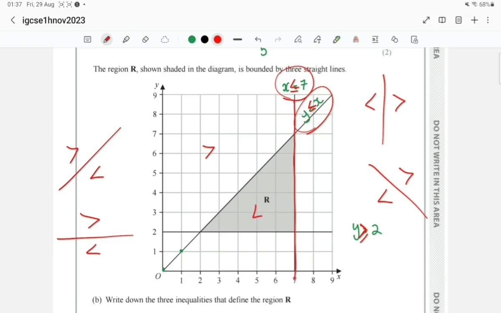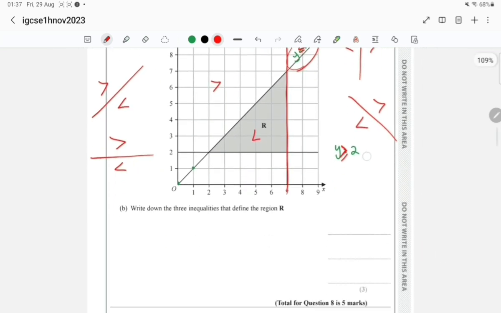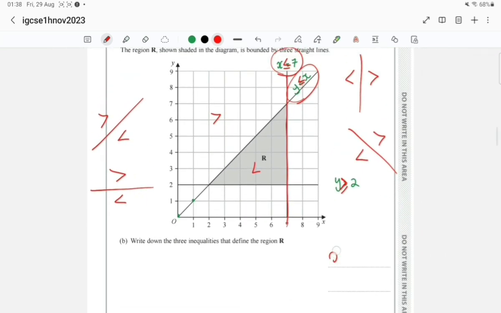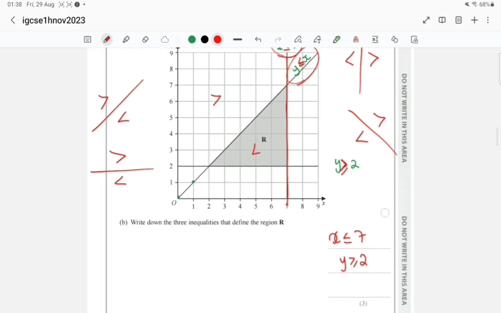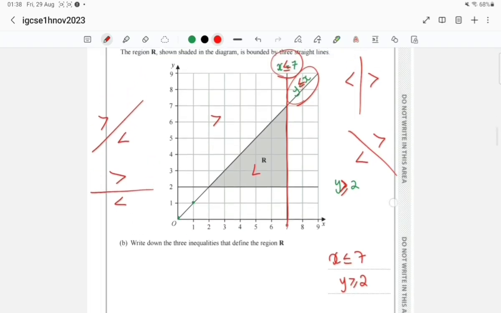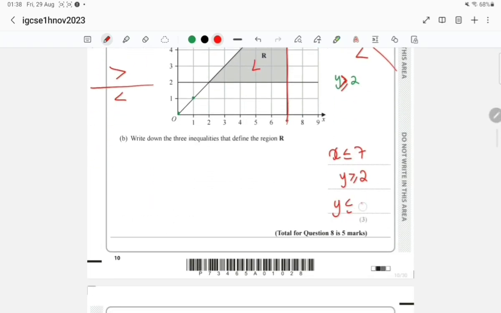Now why is it that I'm taking less or equal to? Because these lines are solid lines. I don't have any dotted lines. So let's write it there. x is less or equal to 7, y is greater or equal to 2, and y is less or equal to x.